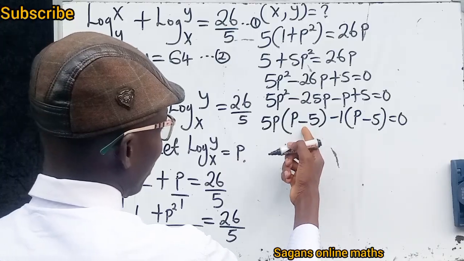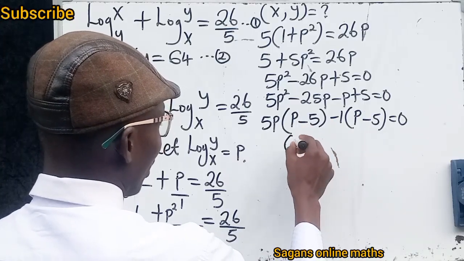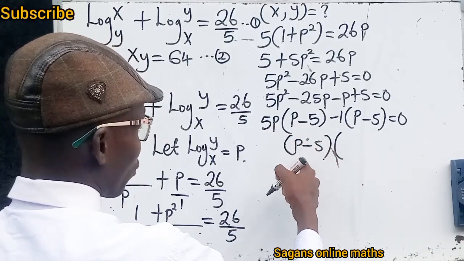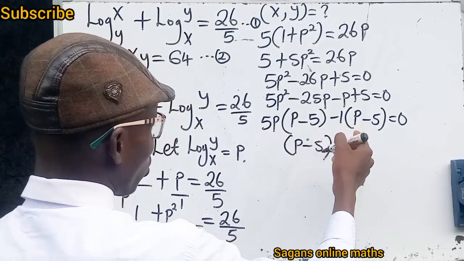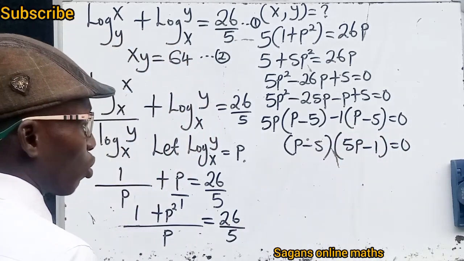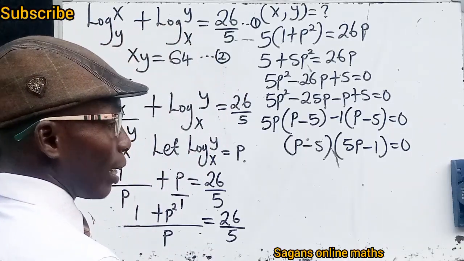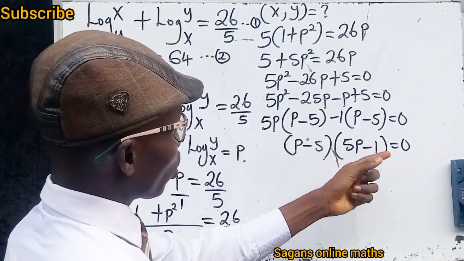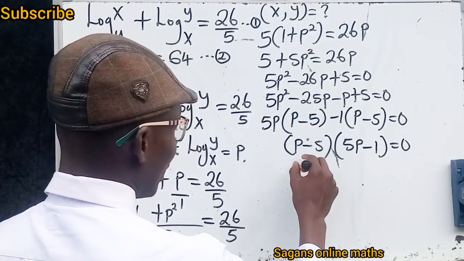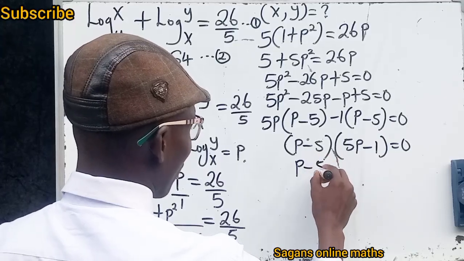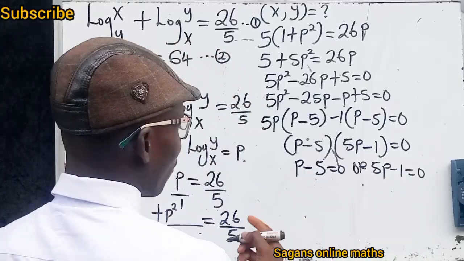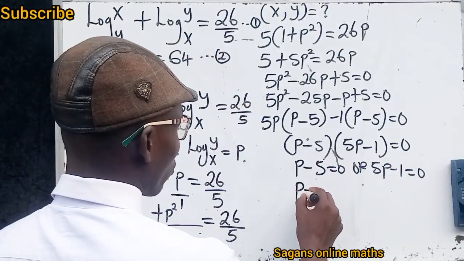What is common? We have p minus 5, p minus 5. So p minus 5 is common. Then we divide: 5p into p minus 5 divided by p minus 5 gives 5p, and minus 1 into p minus 5 divided by p minus 5 gives minus 1. All this equals 0. Now look at what you are going to do. We are going to solve for the value of p. Because if the product of two factors equals 0, it means that one of them individually equals 0, or both of them equal 0. So you can see that p minus 5 equals 0, or 5p minus 1 equals 0. By adding 5 to both sides, p equals 5.